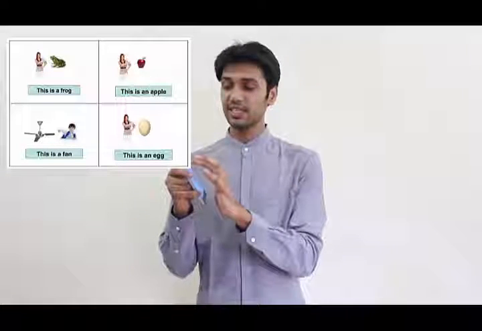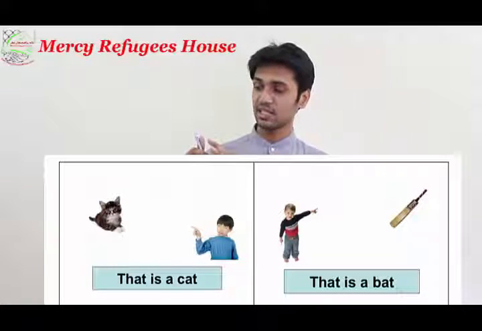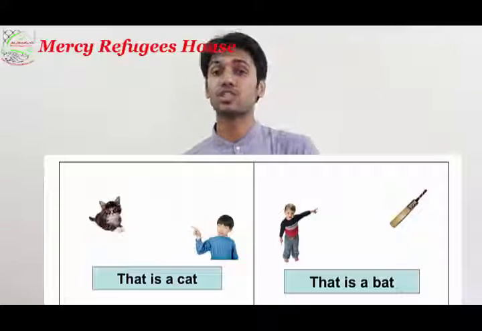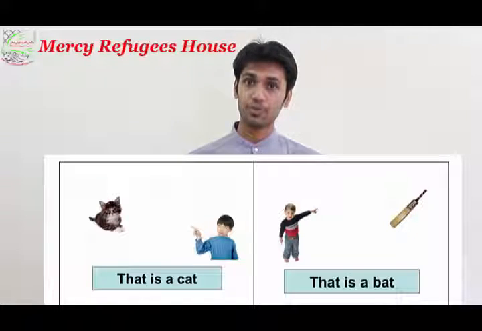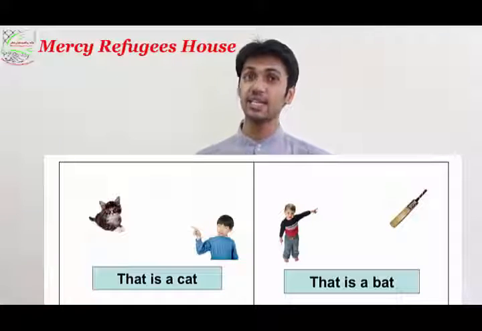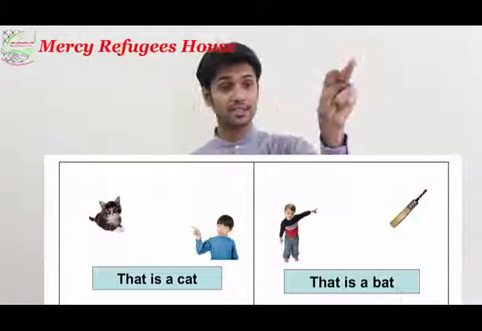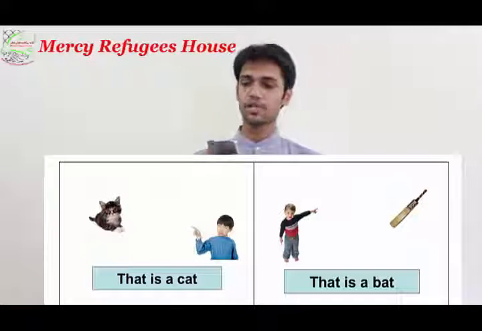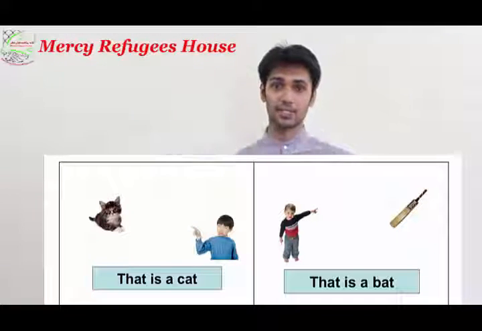The next thing, again help them understand when you can use this and when you cannot use this. When it is far away, you say that. Look at this picture. Here you can see the cat is not near you. You cannot touch it, you cannot catch it. Well, in that case, you should say, that is a cat. That is a bat.